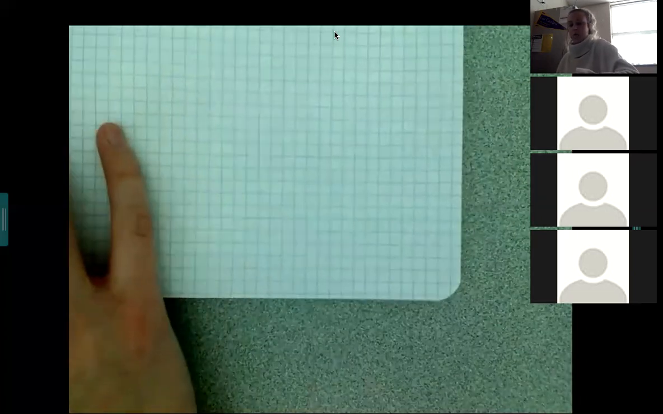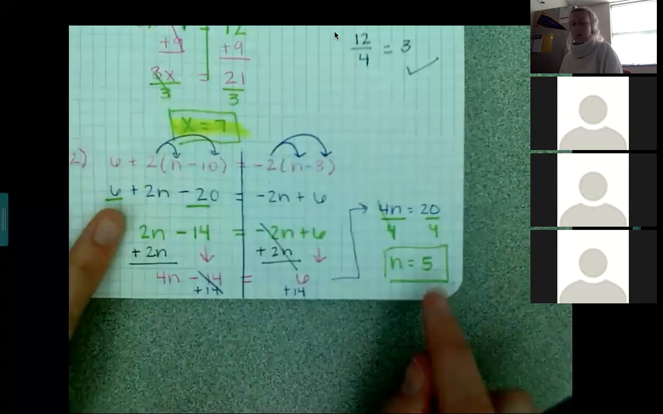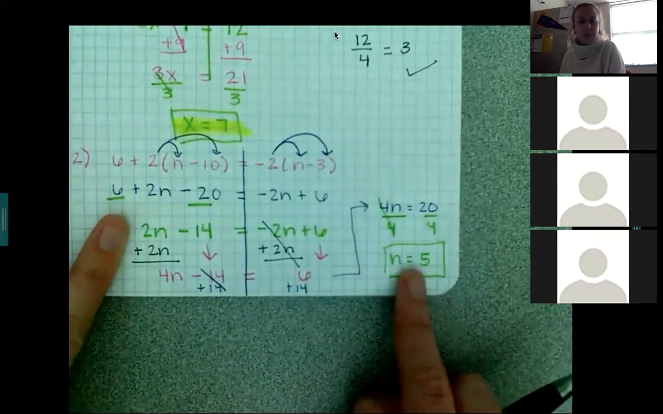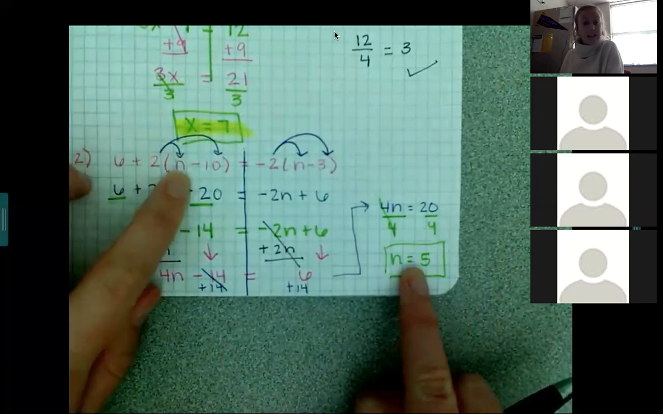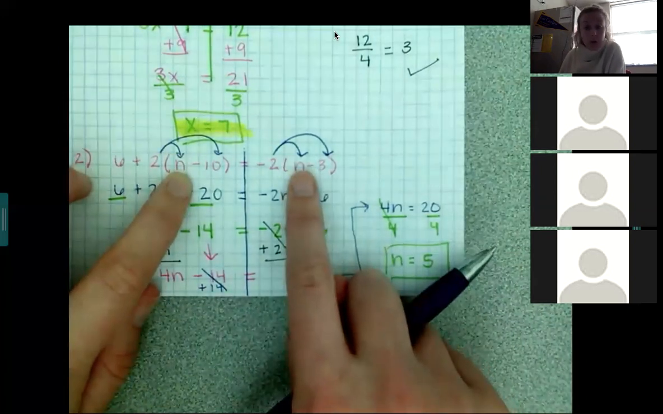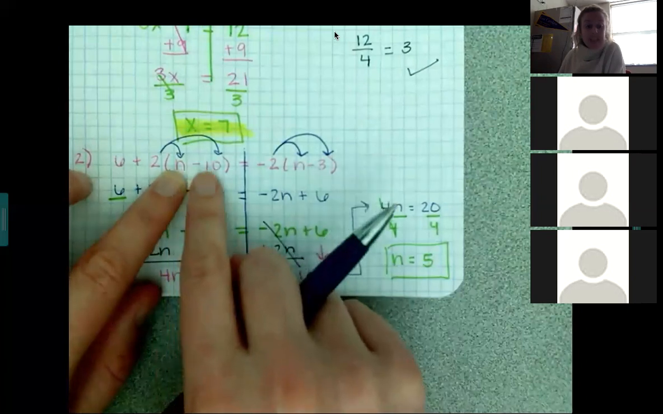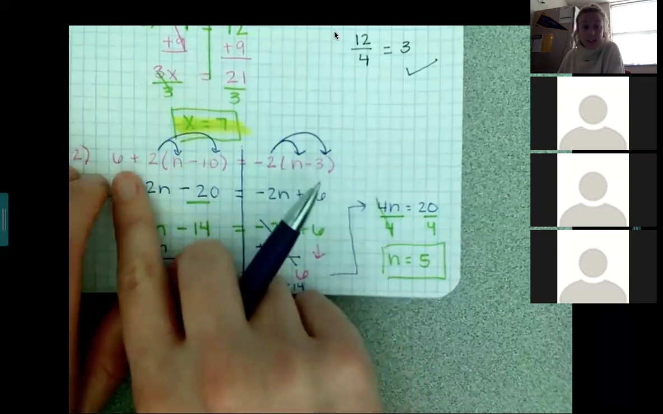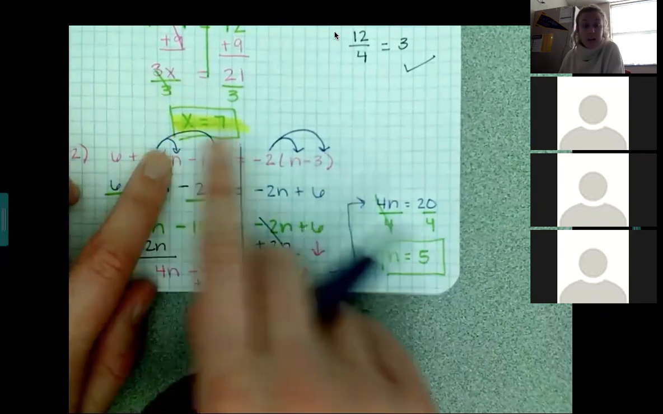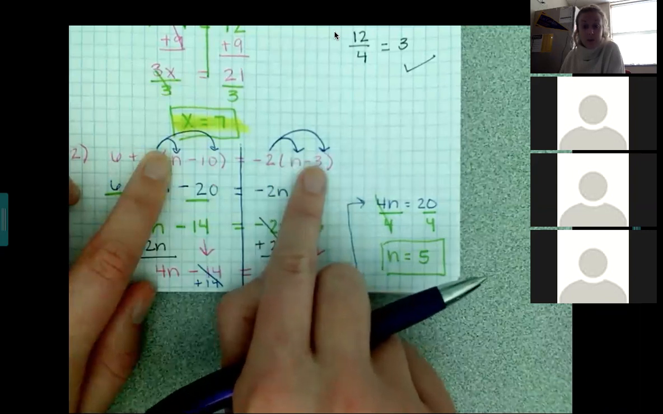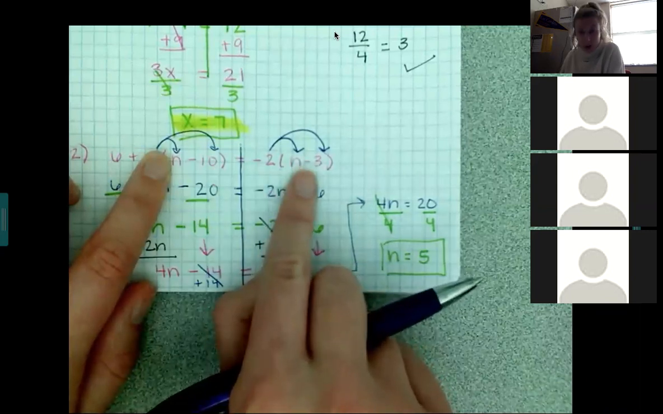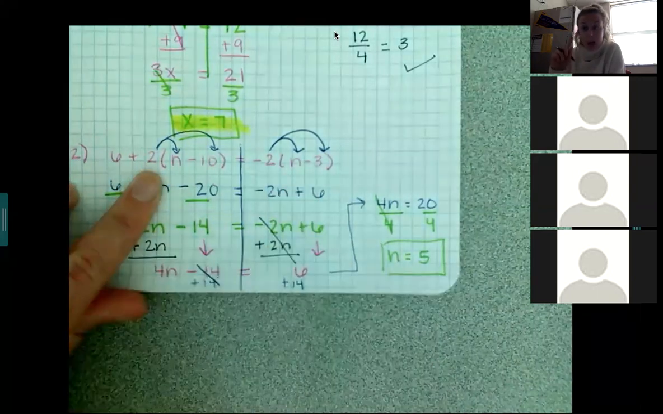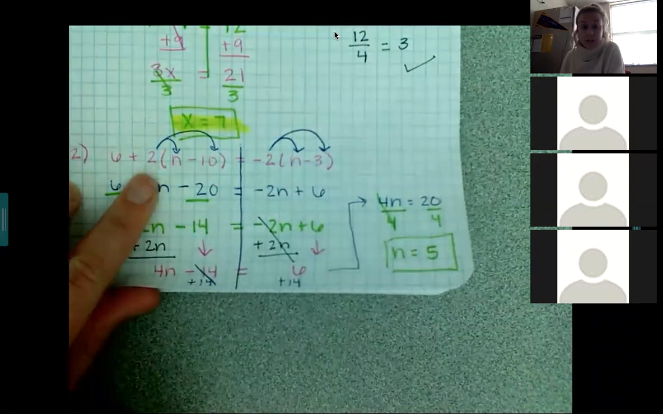Oh, really quick, hang on. How would you check this? Where could you go put this 5? With the n. But put it with both of them. So you would do 5 minus 10. That's negative 5. And then you'd multiply by 2 and add 6. And you would see if whatever you get over here equals 5 minus 3 is 2. Negative 2 times 2 is negative 4. You can just plug it in to check. Does that make sense? Yes.